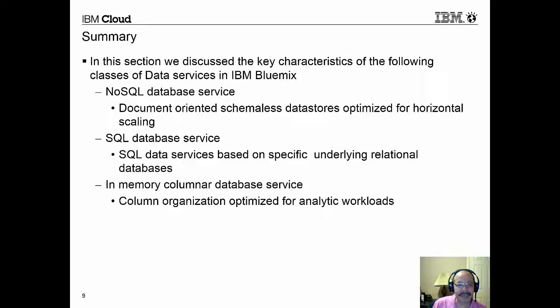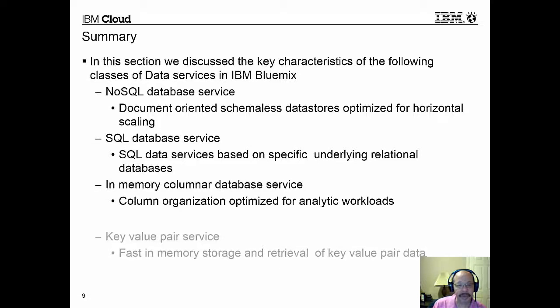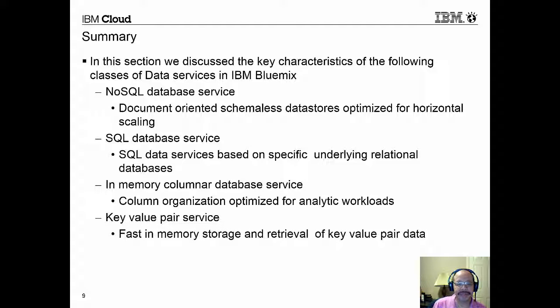We looked at in-memory columnar database services, which are column organized data stores that are optimized for analytic workloads. We looked at key value pair services, which are fast in-memory data stores that are optimized for both storage and retrieval of key value pair data. And finally, we looked at time series data services, which are optimized for time series data.